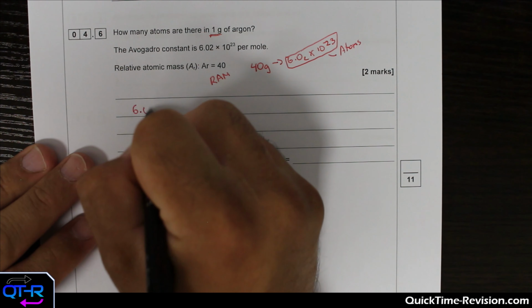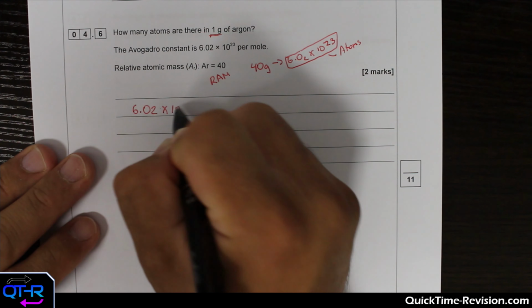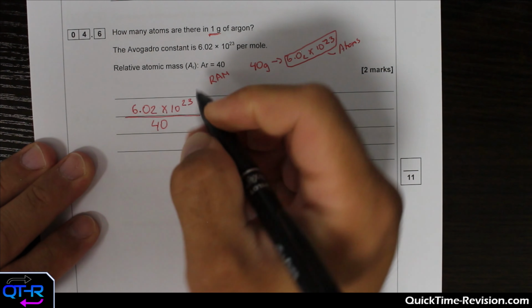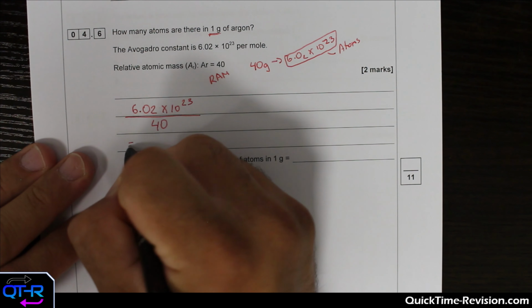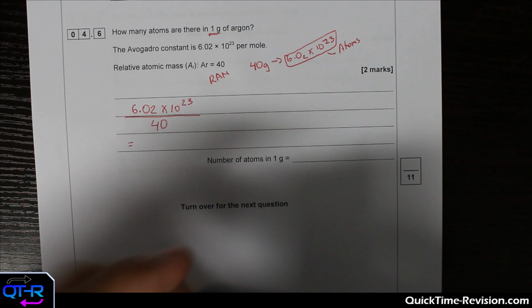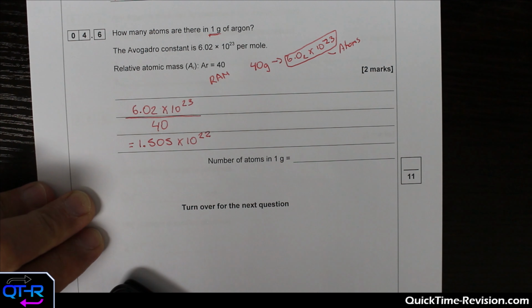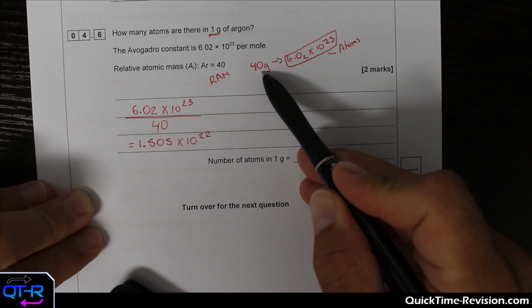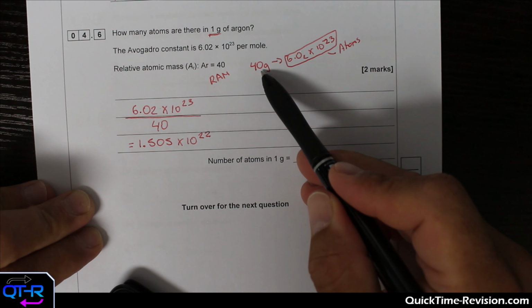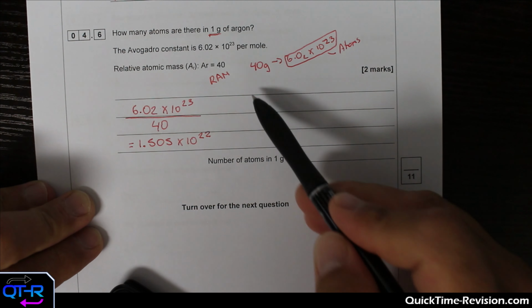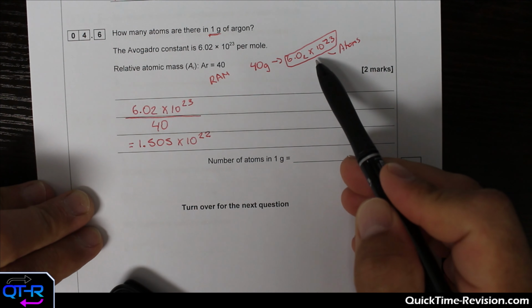So 6.02 times 10 to the power of 23 divided by 40, and that is going to equal... okay, there we go, and that is going to be your answer, because you have divided it into 40 equal sections. Each one of those equal sections is 1 gram. That is how much each 1 gram is going to have, and if you add them all together to make 40 grams, this is how many atoms it's going to have altogether.